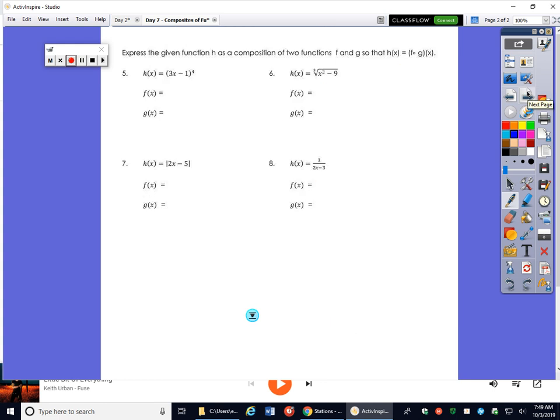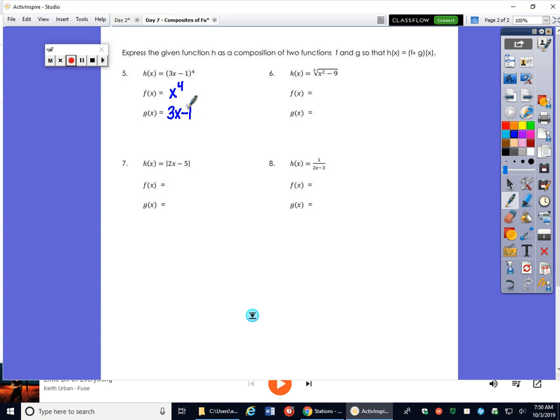Okay, on the back side, we are trying to figure out what was the function that would make f of g of x be equal to the h function. So what we're trying to do is figure out what was f of x and what was g of x, so that when I put g of x into the f of x function, I get this. So f of x would have had to be x to the 4th, and g of x would have had to have been 3x minus 1.